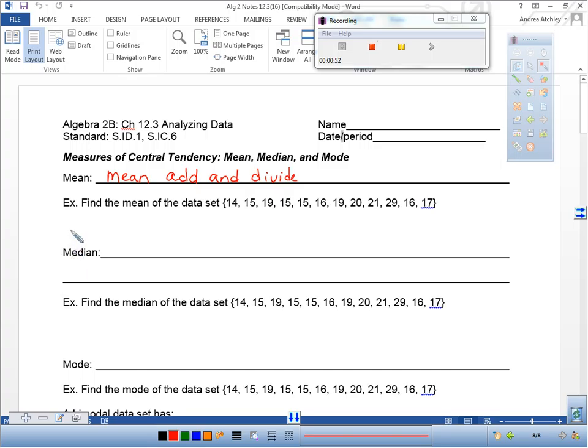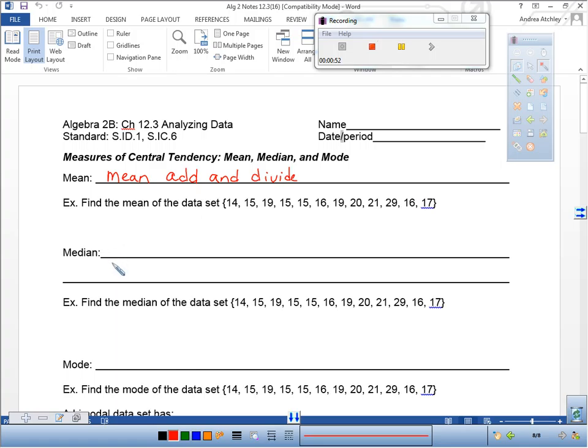Right, it goes mean, median, mode, mean, median, mode. This is what they are. The mean is the one that you add and divide. The median is the one in the middle of the line. The mode is the one that you see most of the time. Mean, median, mode. See?